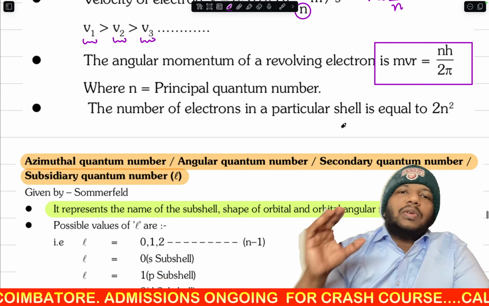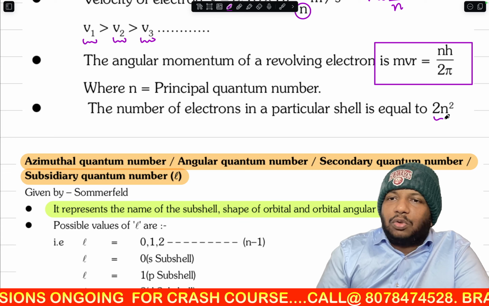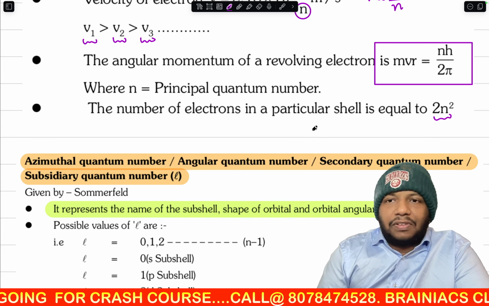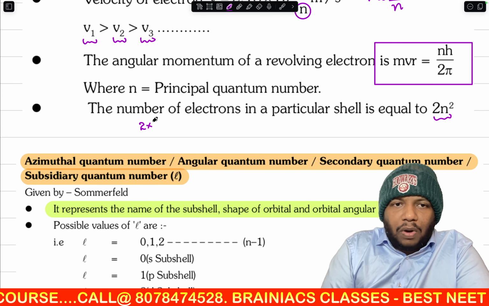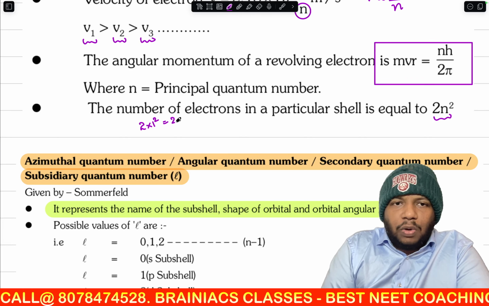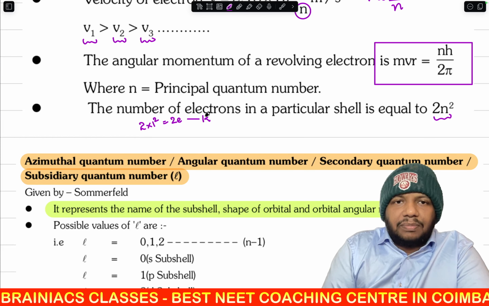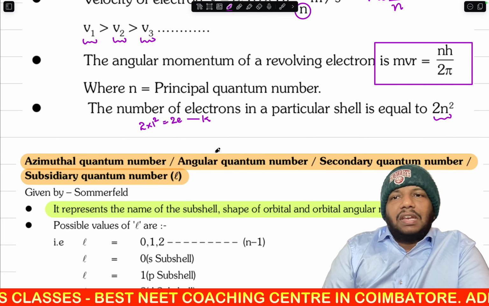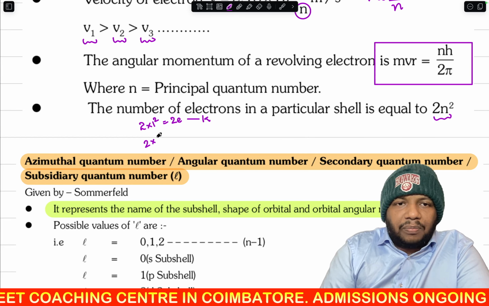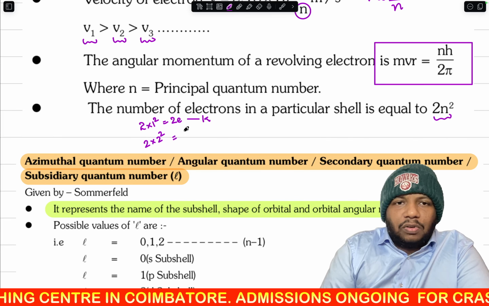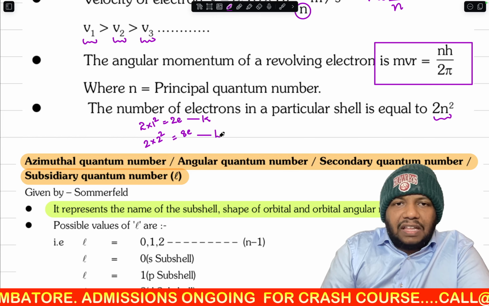We can also calculate the number of electrons in a particular shell using the formula 2n square. For example, in the first shell, the K shell, what is the number of electrons, sir? I can easily say 2 into 1 square, so 2 electrons can be accommodated in the K shell. Now similarly if you take the L shell, how many electrons? I can say 2 into 2 square, that is 4 into 2, 8 electrons. So 8 electrons can be accommodated in the L shell.